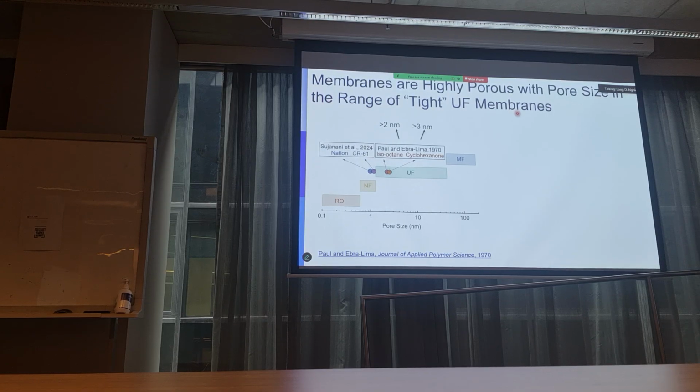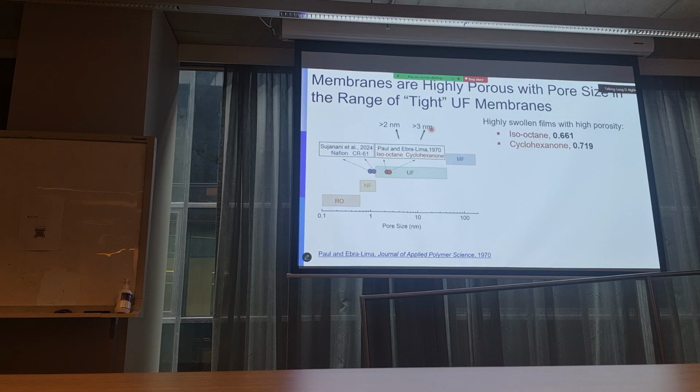They reported the water flux through the membrane, and based on the water flux and the viscosity of the solvent, we can estimate the pore size. With isooctane, we estimated a pore size of more than 2 nanometers, and with cyclohexane, more than 3 nanometers. These are very, very large pores. Again, we never thought about them in solution diffusion.